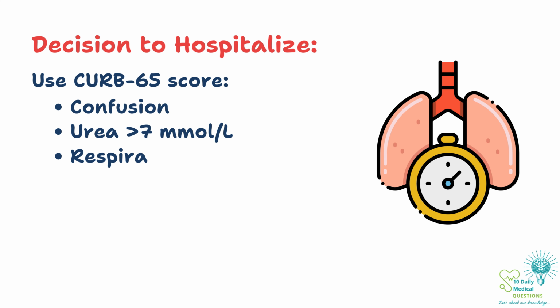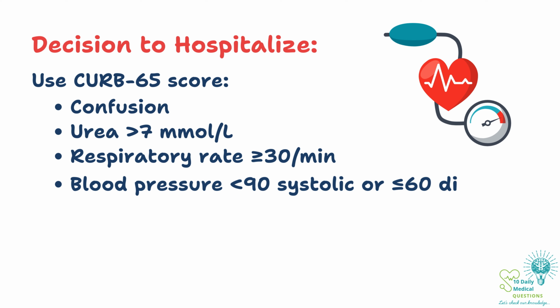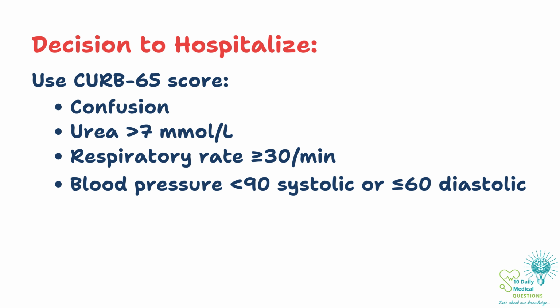R for respiratory rate: 30 breaths per minute or more. B for blood pressure: systolic less than 90 mmHg or diastolic less than or equal to 60 mmHg. And 65 for age 65 or older.